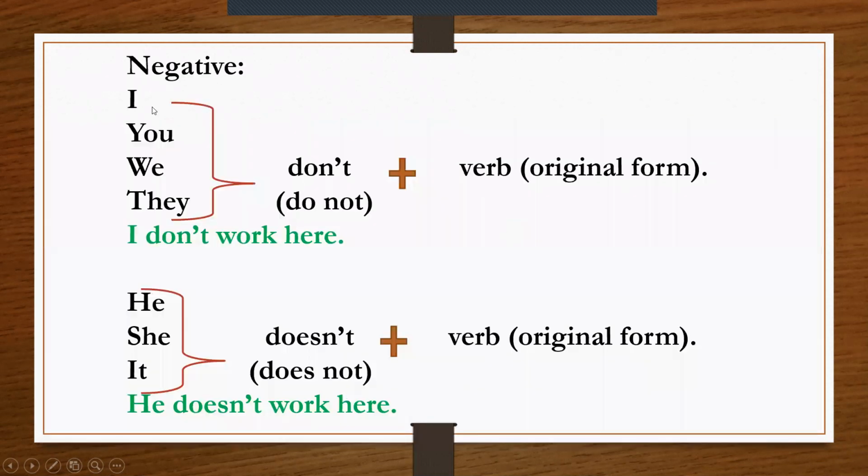For the negative, for I, you, we, they, we're going to use don't, which is the contraction for do not, plus the original form of the verb. For example, I don't work here. For he, she, and it, we're going to use doesn't, which is the contraction for does not, plus the original form of the verb. He doesn't work here would be an example.